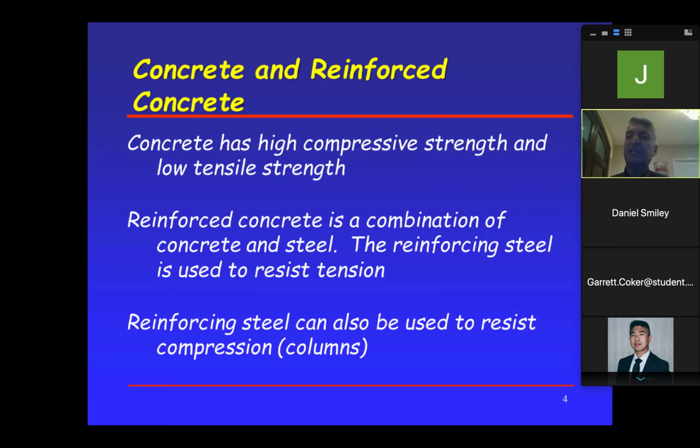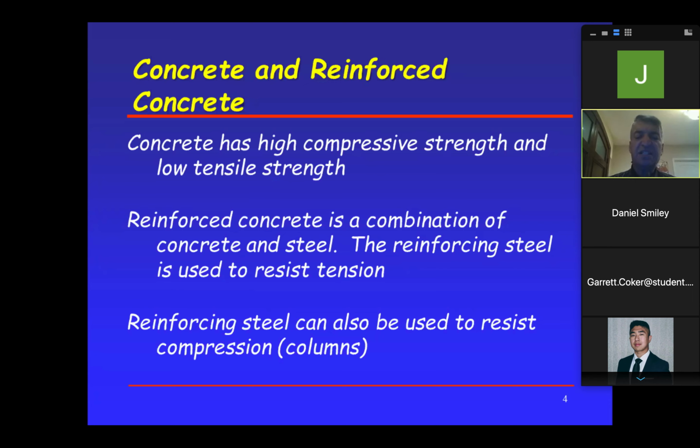I am sure you did this in the materials lab. You took a piece of steel 12 inches long, you attach it to the machine, and you apply tension force on it. And what happened in the middle of that? It starts to neck down. We call it necking. And then ultimately the bar broke. But it took a lot of force to do that because steel is strong in tension.